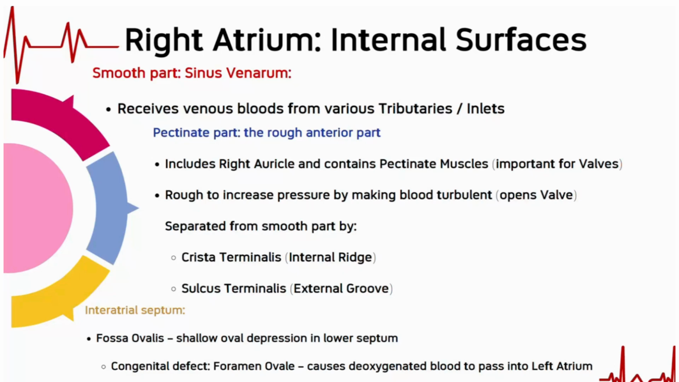This is separated from the smooth part by crista terminalis and sulcus terminalis. Now, I don't really mind if you remember these two things, as long as you remember that there are these three parts. That is enough. Okay, but the smooth part is separated from the rough part by the crista terminalis and the sulcus terminalis. All right. And as I said, the interatrial septum is what separates the right atrium from the left atrium.